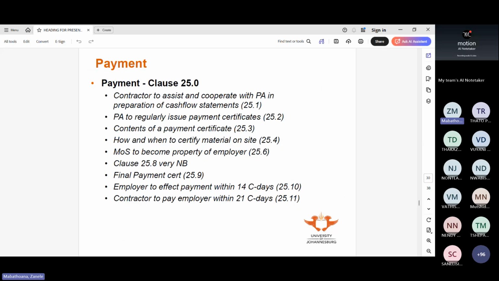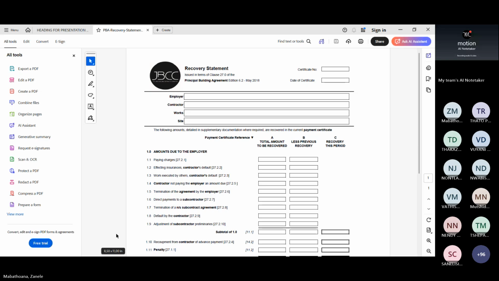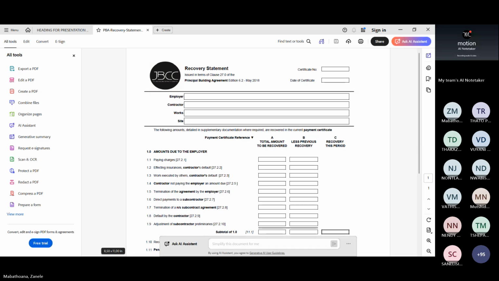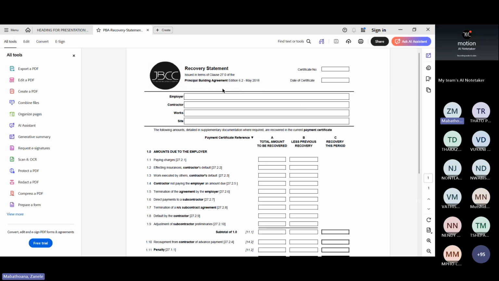And then I can show you a recovery statement. Okay, can you see the recovery statement? Yes, ma'am. Thank you. So with the recovery statement, you will say which certificate we're doing the recovery statement for, right? And the principal building agreement 6.2 of May 18, and then the date of the certificate, employer, contractor, same details, right? And then amounts due to the employer.